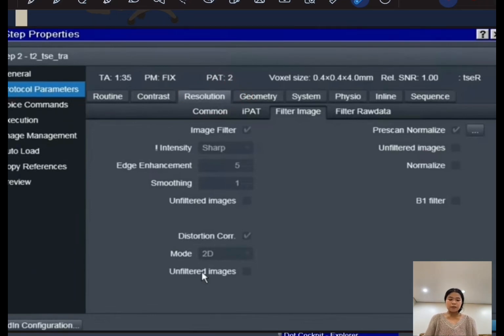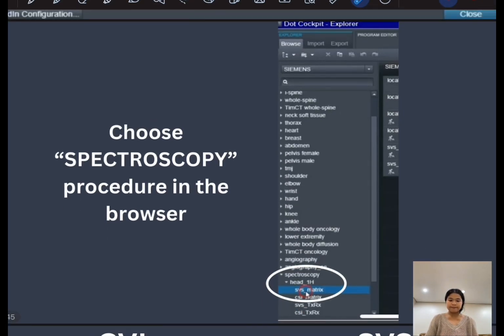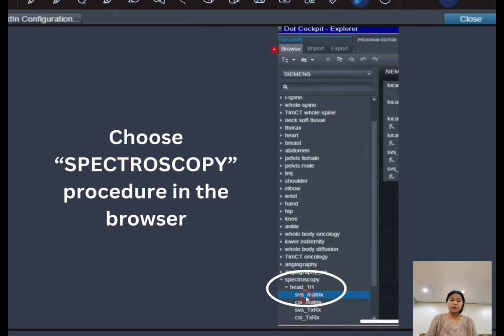Usually, spectroscopy cannot be combined with images when distortion correction is on. So it can either be a 2D or 3D image, and the distortion correction is usually off when doing spectroscopy, but it would still depend on the protocol set up on the machine. So now, when we are browsing for the procedure, we will select the spectroscopy and particularly the head procedure.